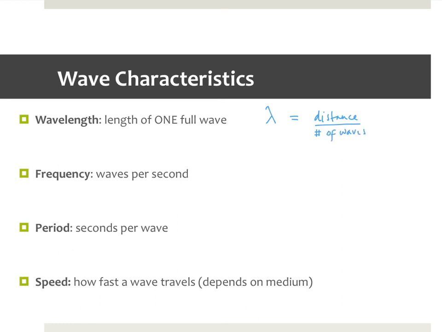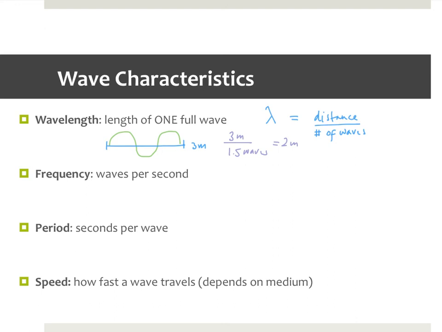So for example, here in our image, we don't have a full wave. We have 1.5 waves fitting the span of 3 meters. If we're looking for the span of just one full wave, that's our wavelength, so we do 3 meters over 1.5 waves to get 2 meters per wave, which is our wavelength.